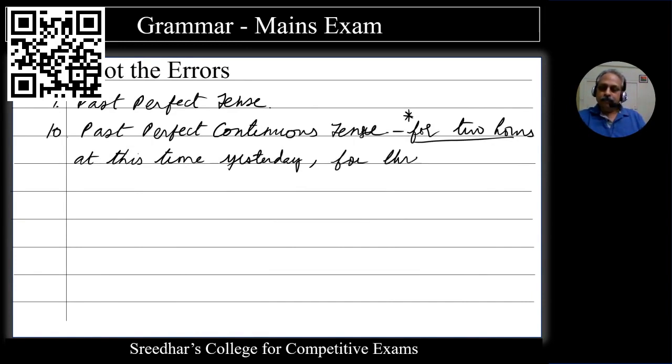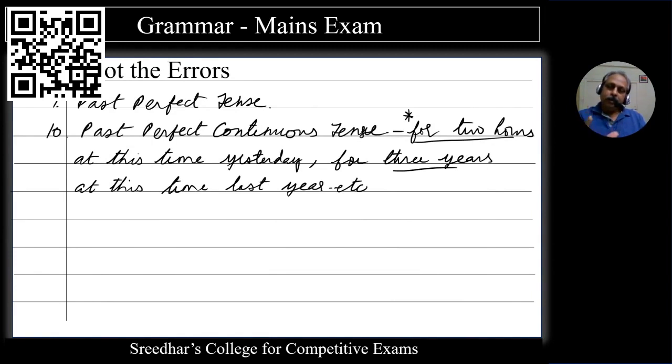One more example. For 3 years, at this time last year. What is important here? For 2 hours, for 3 years, this time period is important, and the time at a given time in the past. What is a given time in the past? At this time yesterday, at this time last year. And this is not easy in the exam to spot the error.